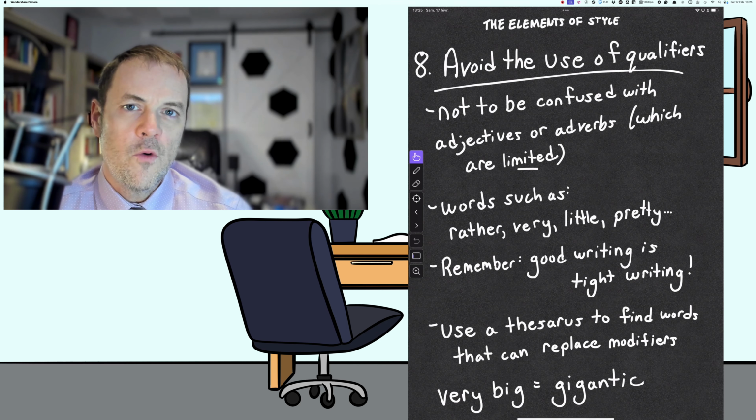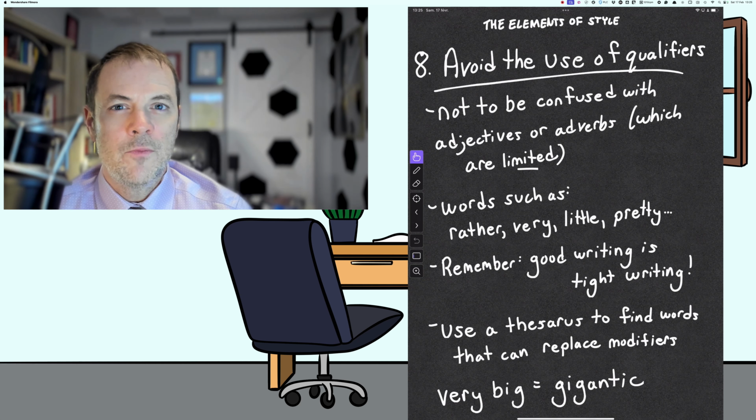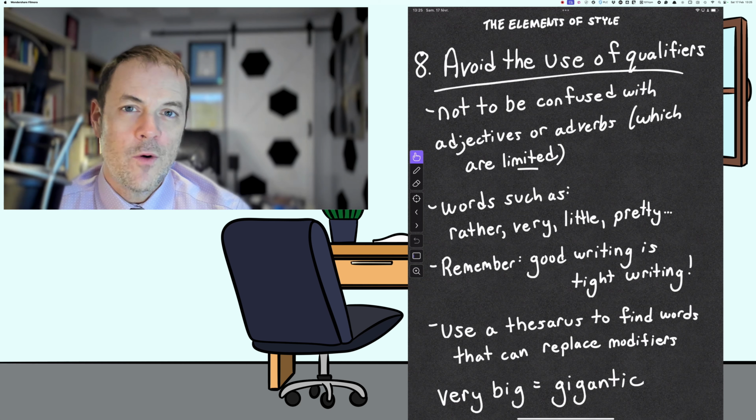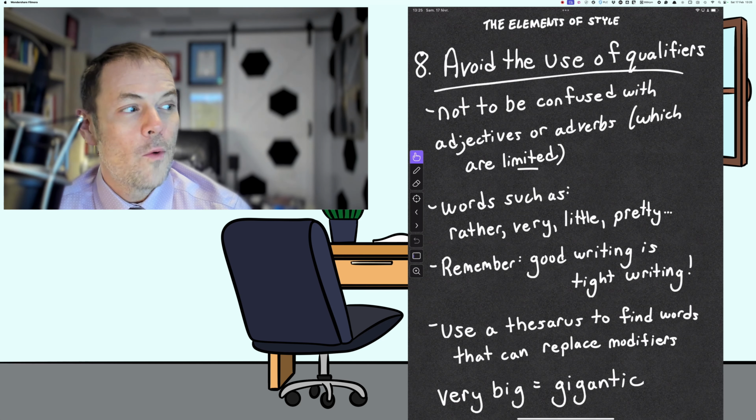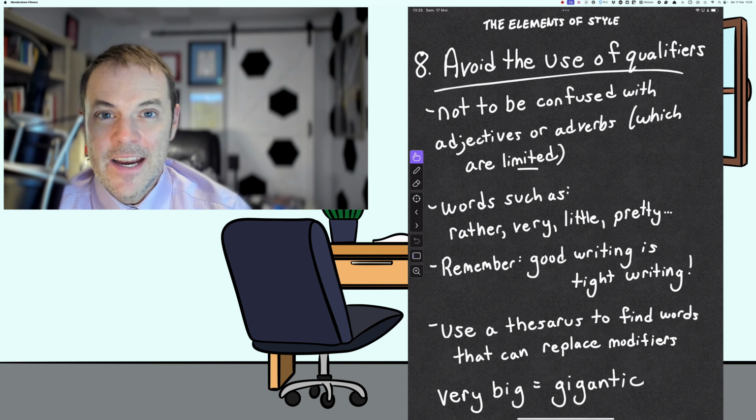Avoid the use of qualifiers. This is getting a little bit more into the nitty-gritty of the language, but words like very, really, little, pretty, they don't add anything to a writing piece. It's not that you never, ever use these words, but a student may be thinking, oh, I need to write 250 words, so let me throw a bunch of verys and rathers or reallys in there just to get that word count up.